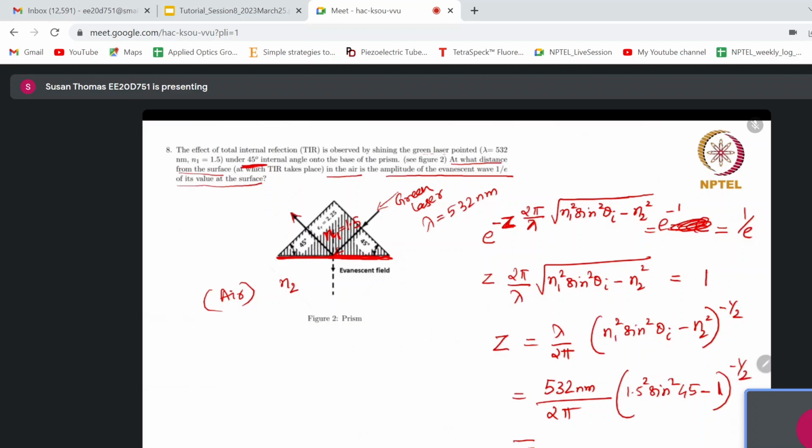So if you solve this, you will get the answer as 239 nanometers. So at this particular distance, the evanescent field's amplitude or magnitude becomes 1 by e of the original value. So that is how we look at this question.